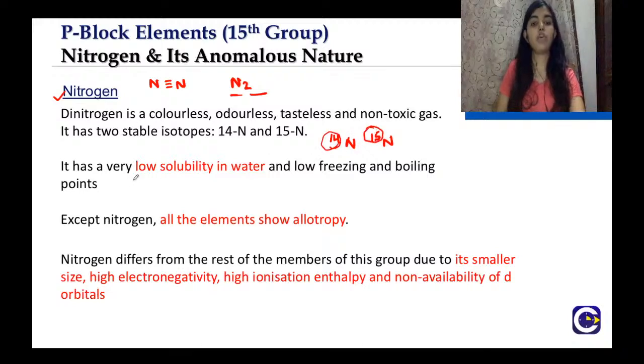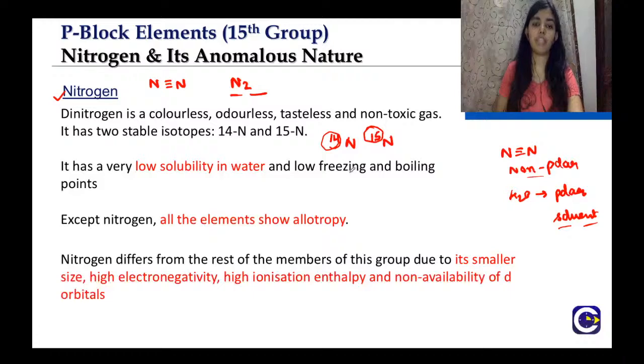It has a very low solubility in water. Why is it having a low solubility in water? If you see here, N2 is a non-polar gas, while water is a polar solvent. So like dissolves like. Non-polar will not be dissolved in polar solvent, therefore it is having a low solubility in water, and it is also having low freezing and boiling points. So except nitrogen, all the other elements, as we have seen, phosphorus was having white phosphorus, red phosphorus, black phosphorus as allotropes. So except nitrogen, all the elements of group 15 are showing allotropy.